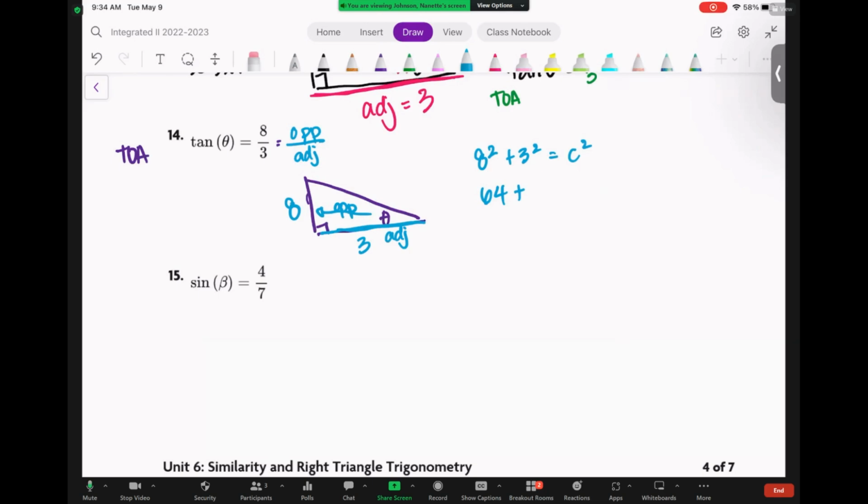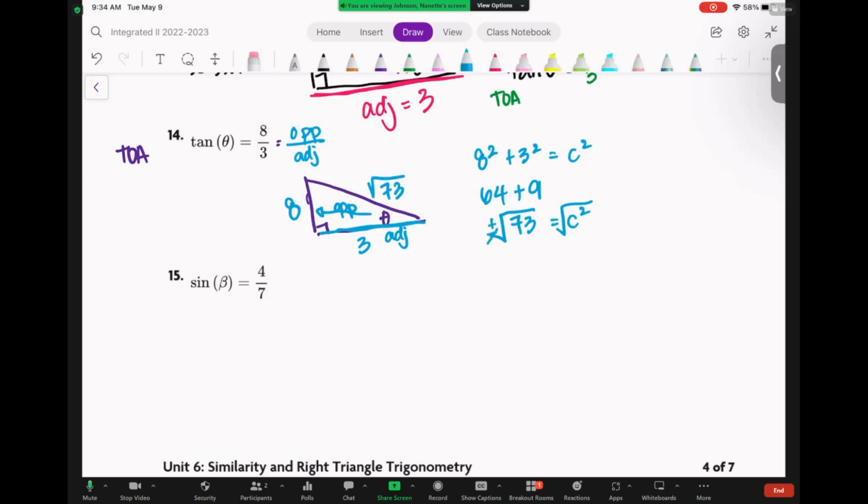64 plus 9 is 73. And then if I take the square root of this, I think he's stuck. 1, 2, 3, 4, 5, 6. Yeah, he's stuck. So I'm going to leave him as square root of 73. And of course, I would use plus or minus, but throw out the minus, right?